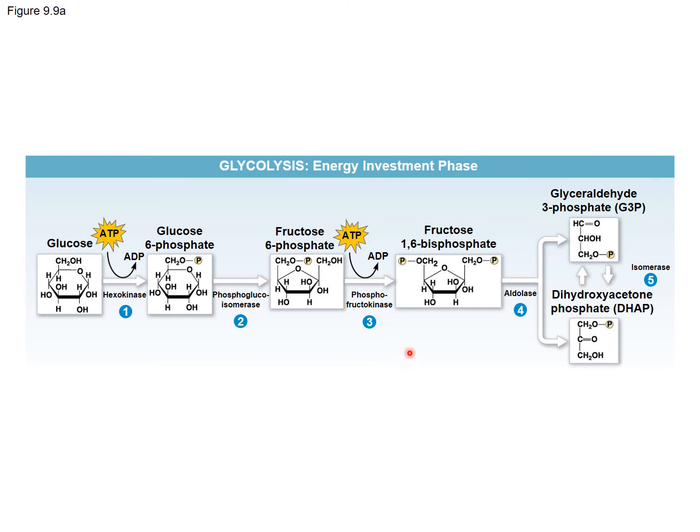Now in the energy investment phase, we can see that we're using 2 ATP. So 2 ATP are invested, and then we end up with these molecules right here. The key molecule here, these kind of alternate between glyceraldehyde 3-phosphate, or G3P for short, and dihydroxyacetone phosphate, or DHAP for short. Now, ultimately, glyceraldehyde 3-phosphate is the thing that enters in the next step. So this will kind of alternate between these two. However, G3P will be in the following step.